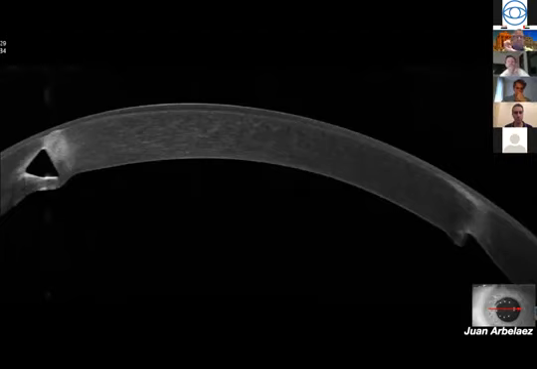This is a case where rings were implanted after penetrating keratoplasty. And we see that the ring was implanted in the incision or between the recipient and the donor, but is not causing any dehiscence or any problem here in the flap in the graft junction.